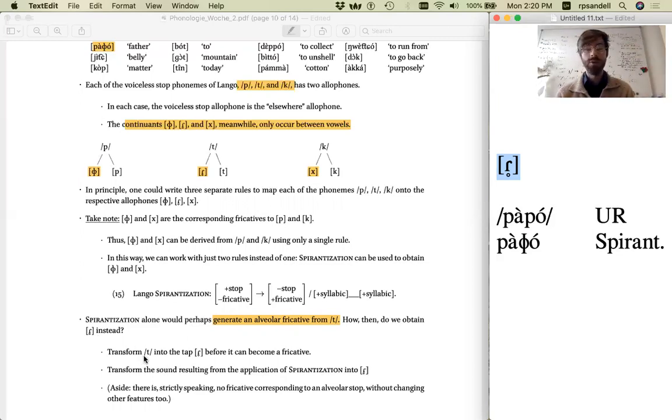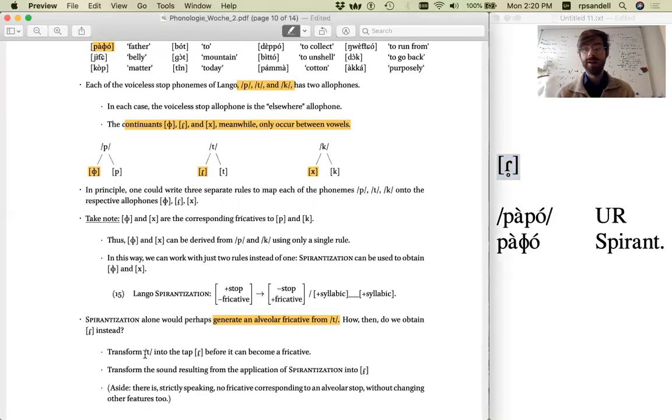We could write a rule which transforms the underlying alveolar stop into the voiceless alveolar tap before the spirantization rule could transform it into a fricative, or we could take the output from the spirantization rule that would generate an alveolar fricative and transform that further into this alveolar tap.